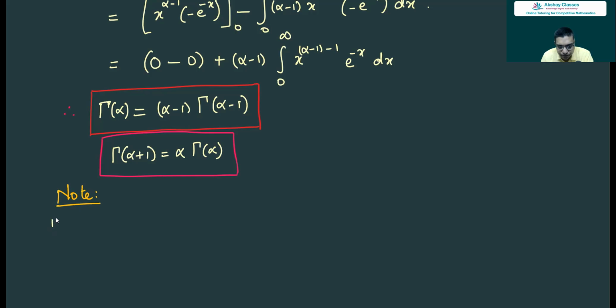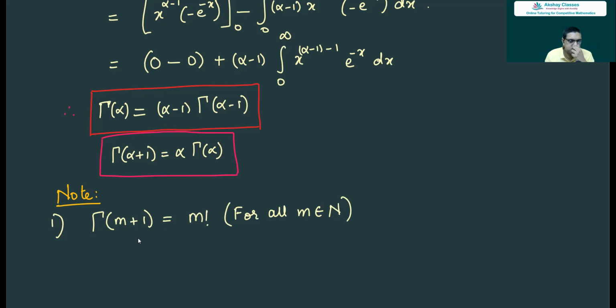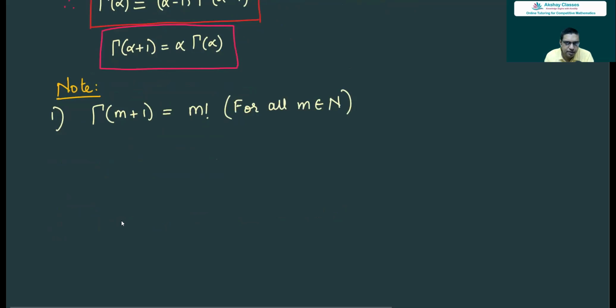The first one. So first result: gamma of m plus 1, where m is a natural number, is m factorial for all m belonging to natural numbers. Okay, that is gamma of m plus 1.